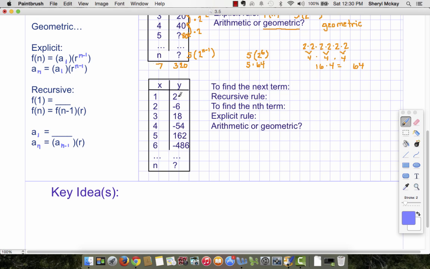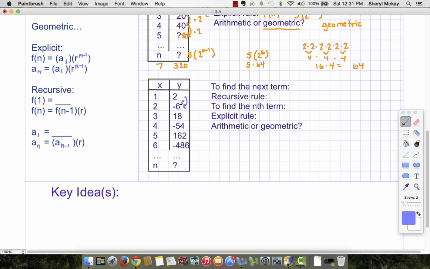How did we get from 2 to negative 6? Well, we could look at it and say, we had to actually add a negative 8, right? We would add a negative 8 to get from 2 to negative 6, or we would subtract 8. And then we could say that we're going to subtract 8 from negative 6, but that gives us negative 14, not negative 18. So I don't think that this is an arithmetic sequence.